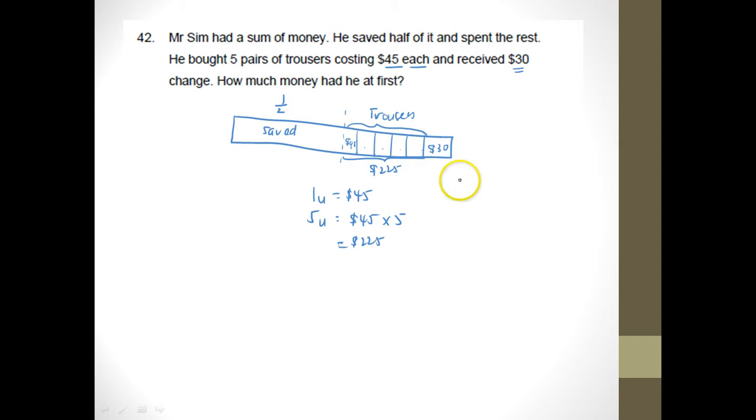Okay, so I know that 225 plus the $30, the $255, is the half of the amount that he had. Alright, so I want to find how much he had at first. I want to find the total. So I take 255 times 2. He would have 510 at first.